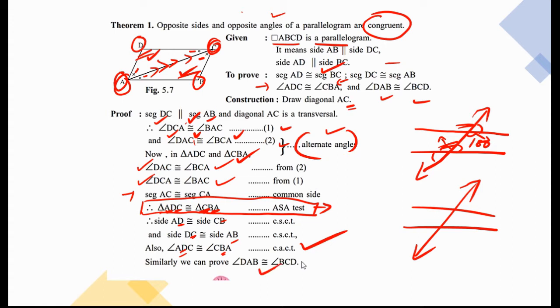Similarly, we can prove DAB is congruent to BCD, this one. How? We are adding this 0 and cross, दोनों साइड पे congruent angles को add किया. So naturally we can say that in this case, one second.